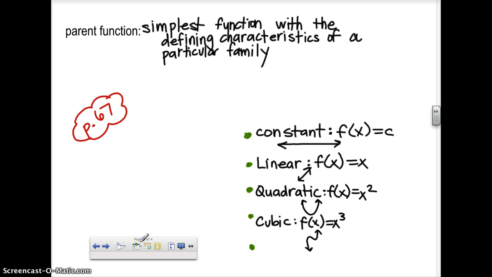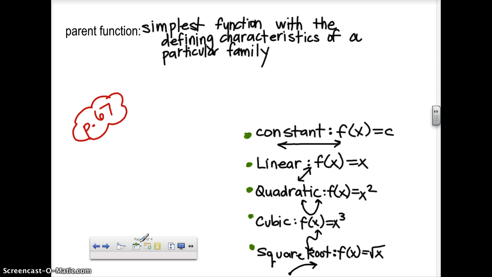The final one, we definitely have already talked about this one once this year, just not in function form. We'll save that for chapter 8. It is the square root family. f of x equals the square root of x. This graph has a little bit different shape.